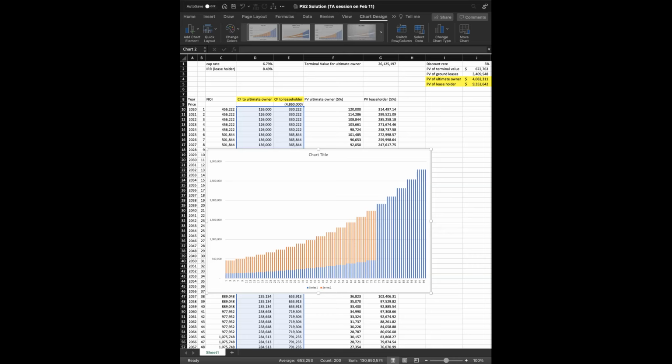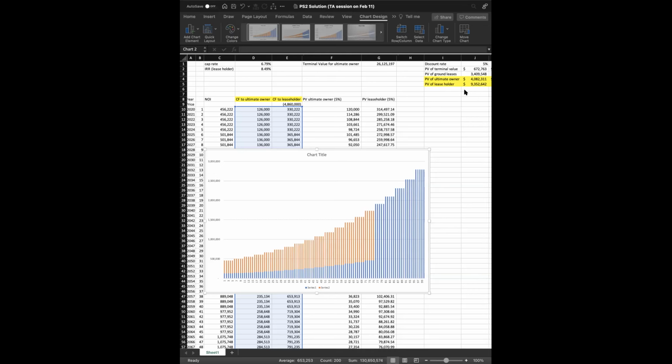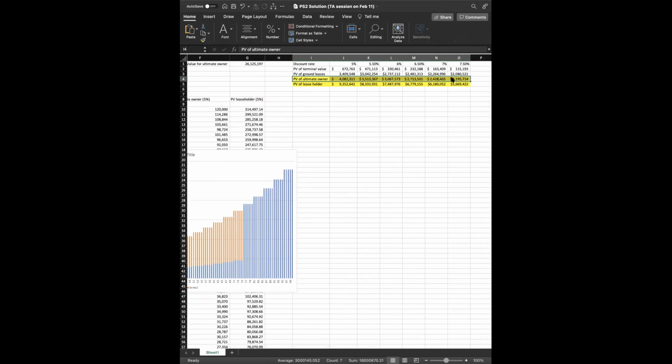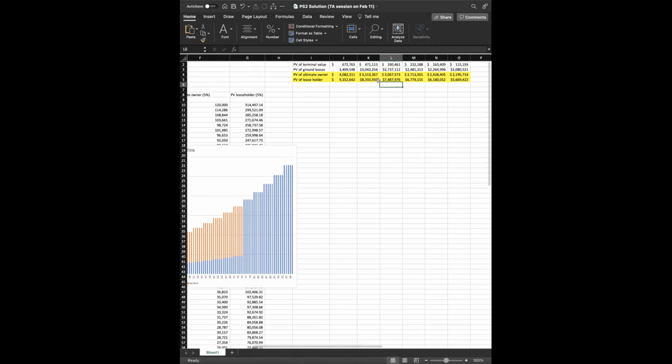Okay, question 6. Now you're the ultimate owner. That's why I'm doing this. The present value of the ultimate owner. So calculate the PV of the cash flow from the ground lease payment under these different scenarios, and calculate the terminal value in year 75, and calculate the present value of the terminal value, which are all down here: present value of terminal value, terminal value, and the present value of ground lease payment. So you can see these are the answers I'm looking for.